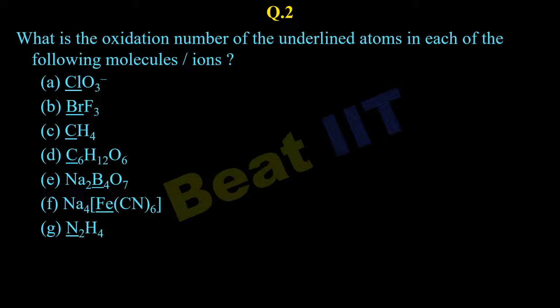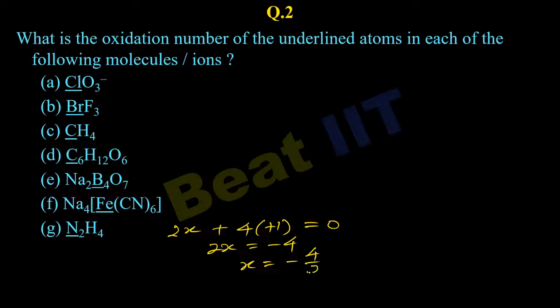Next, N2H4. Again, no charge, so the sum of all oxidation states will be 0. Nitrogen we have to calculate. 2 nitrogens, so let it be 2x, plus 4 hydrogens, 4 times plus 1, and the sum will be 0. 2x will be minus 4, x will be minus 4 by 2, that is minus 2. The oxidation state of nitrogen in N2H4 will be minus 2.